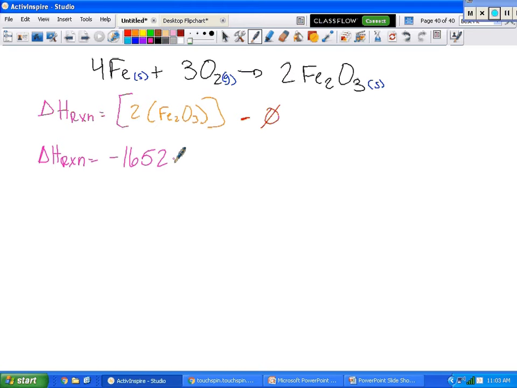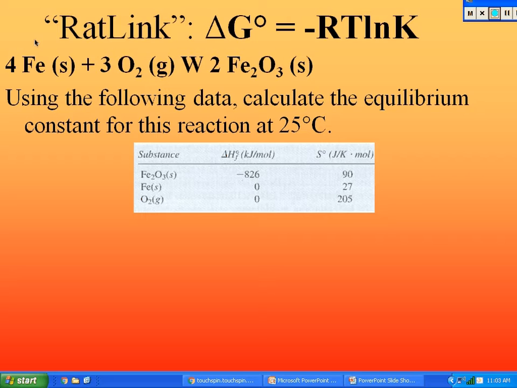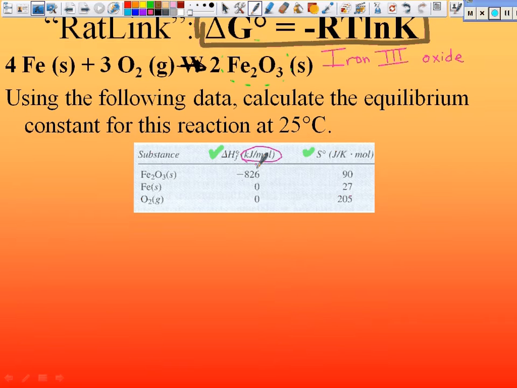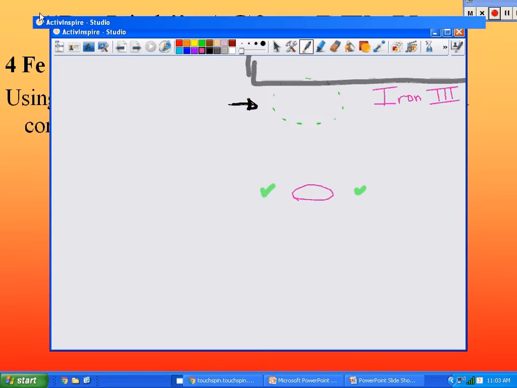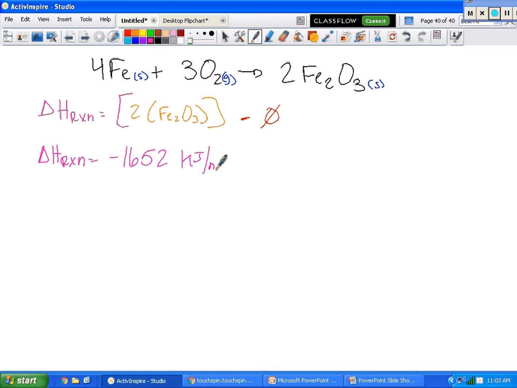Now, how do you get the unit for this thing? Look at the table right there. It tells you kilojoules per mole of reaction. All right, so this is kilojoules per mole of reaction.